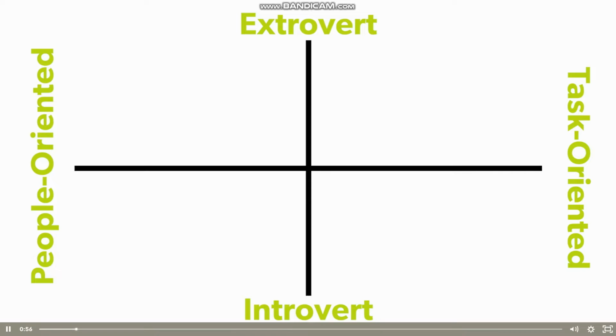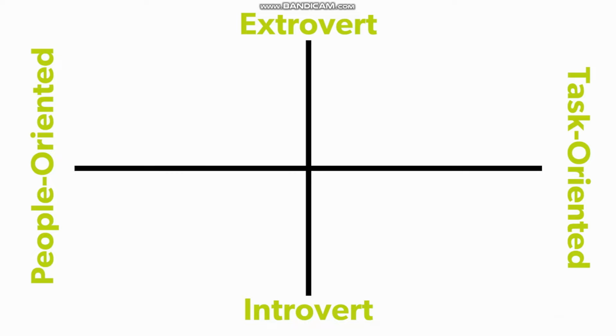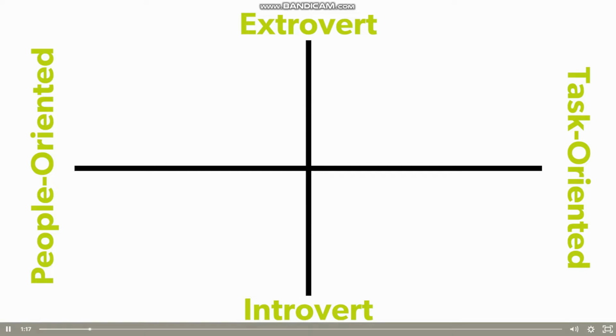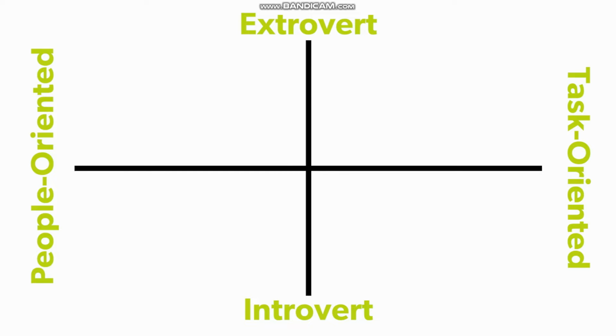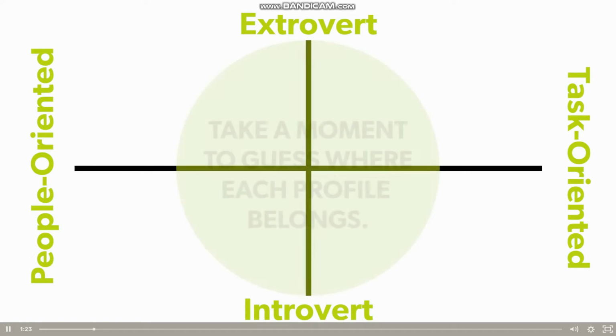One of these DISC profiles is a task-oriented introvert. Another one is a people-oriented extrovert. Another quick way to sum up these 4 different profiles. So before I tell you what goes where, let's give yourself a pop quiz here. Pause the video and take a moment to guess, where does the D go? Which quadrant? Where does the I go, the S go, the C go? Take a guess here, and I'll give you the answers right after this.